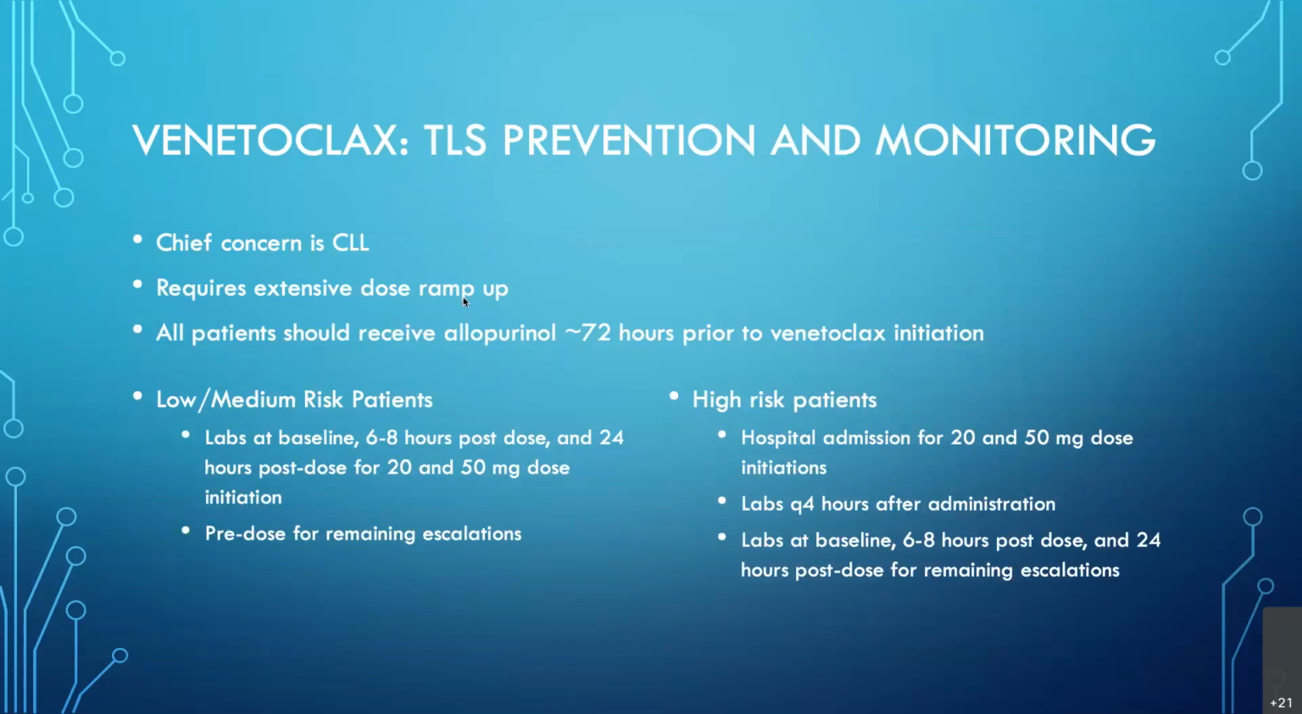All patients should be started on allopurinol at least 3 days prior to venetoclax initiation. I just had an AML patient who we thought was lower risk last week, so we didn't start her on allopurinol. She actually did develop TLS, so I think that across the board we should really be using that agent. And then you can see how complicated the lab monitoring is here, where for the first few escalations outpatient for low-risk patients, you need 3 labs: the baseline, the 6 to 8 hours post-dose, the 24 hours post-dose, and you're doing that every week.